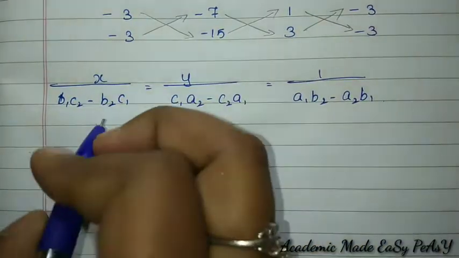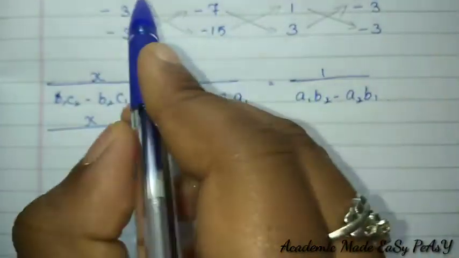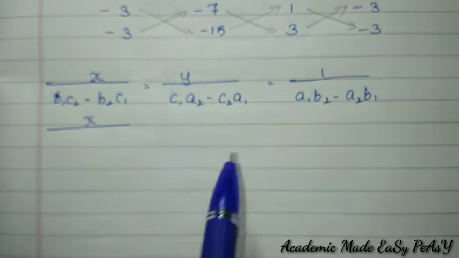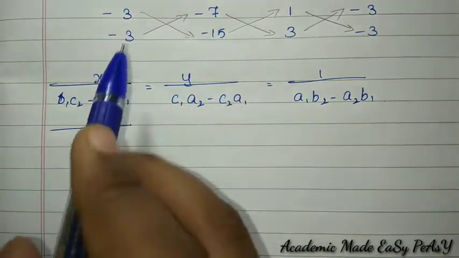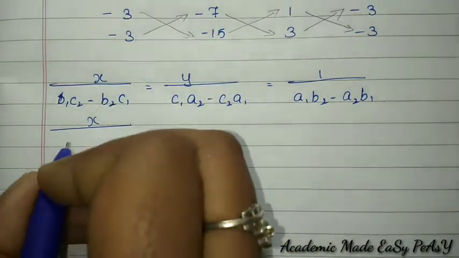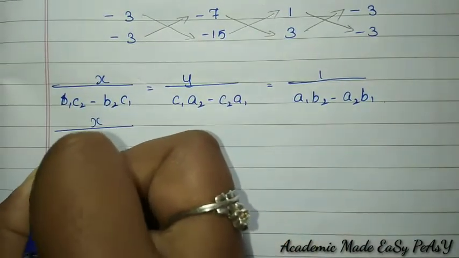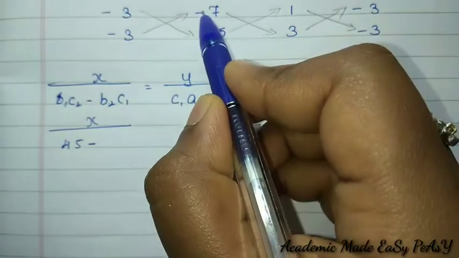So this is the formula, no? So x divided by b1, b2. This is in a correct order only. So directly we can just start multiplying. So 3 into 15. Minus into minus is plus. So 3 into 15 it is 45, minus into minus it is plus.